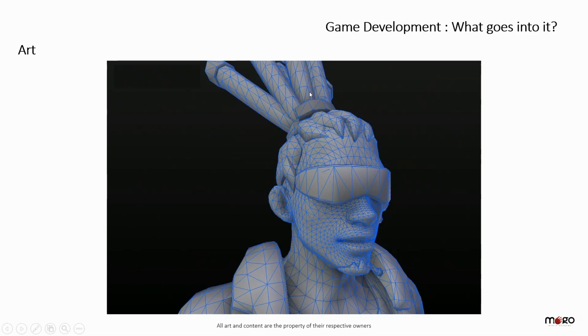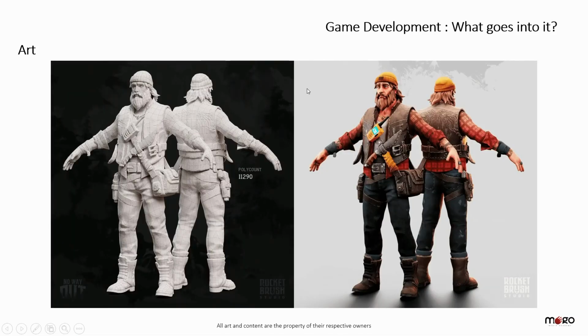And there you have another character. Here's another character. Now here, you can see the model. And over there, it's textured and painted and rendered, all of that for the game. And that's how it finally looks in the game. But before that happens, somebody has to model. And you'll see numbers like this. These numbers are very important. This is telling you that the number of polygons in the model is 11,290.